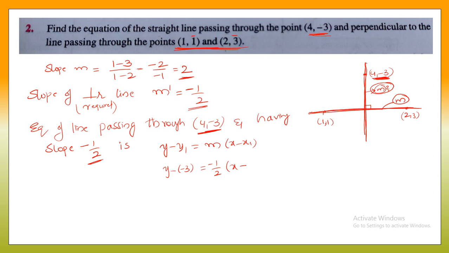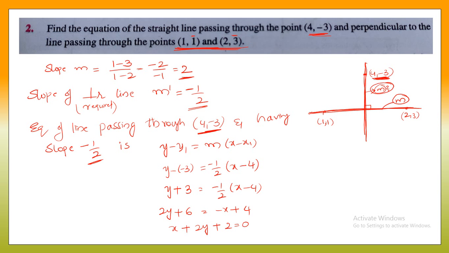So y minus of minus 3 is equal to minus 1 by 2 into x minus x1. So what is x1 here? 4. So I can write y plus 3 is equal to minus 1 by 2 times x minus 4. So when I do cross multiplication, this becomes 2y plus 6 is equal to minus x plus 4. So when I transpose the terms, x plus 2y plus 2 is equal to 0. So this is nothing but my line equation, right? So likewise you can find the line equation.